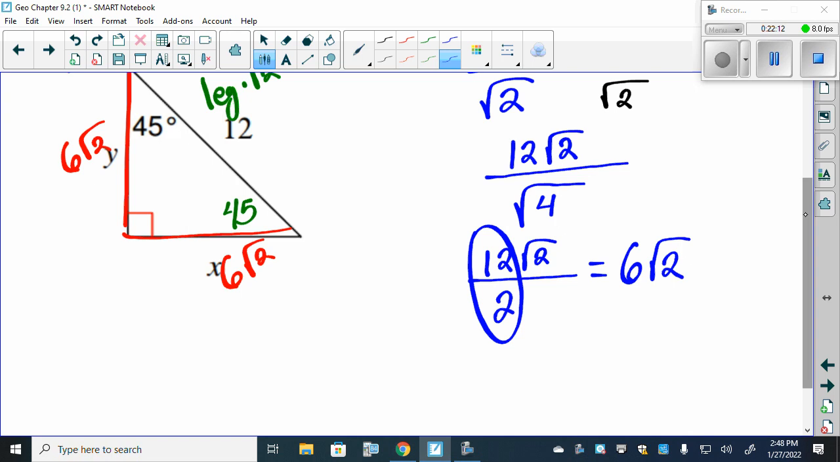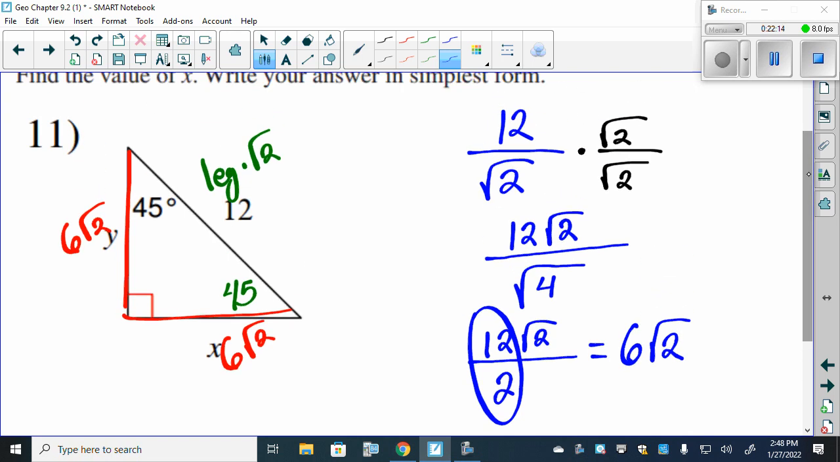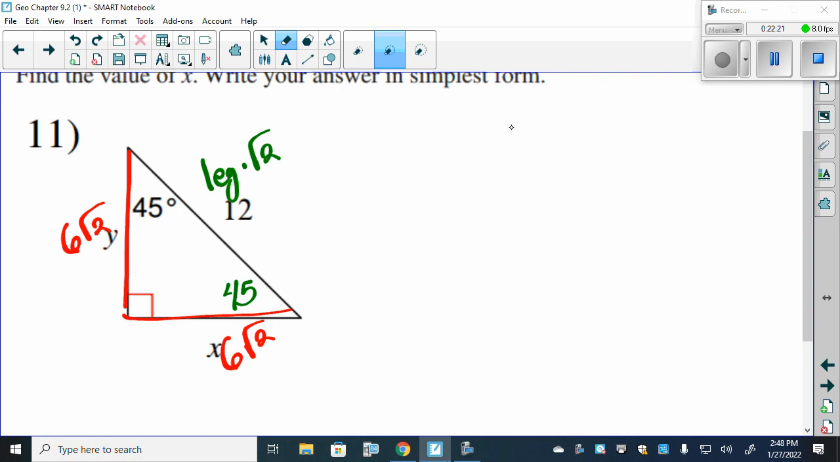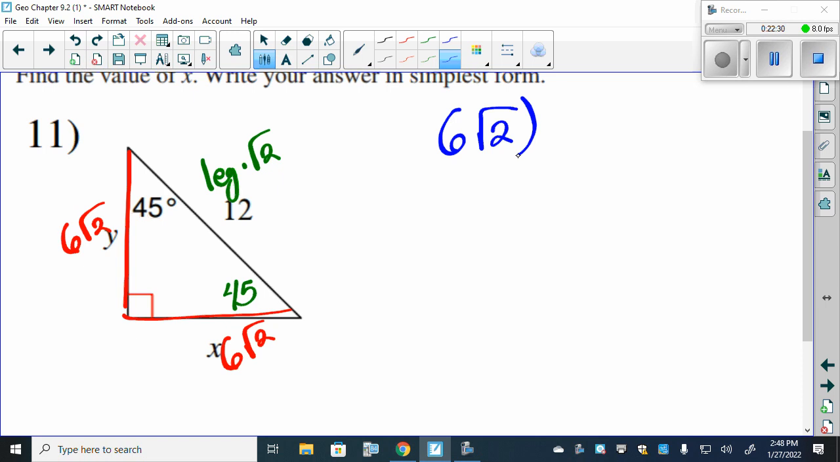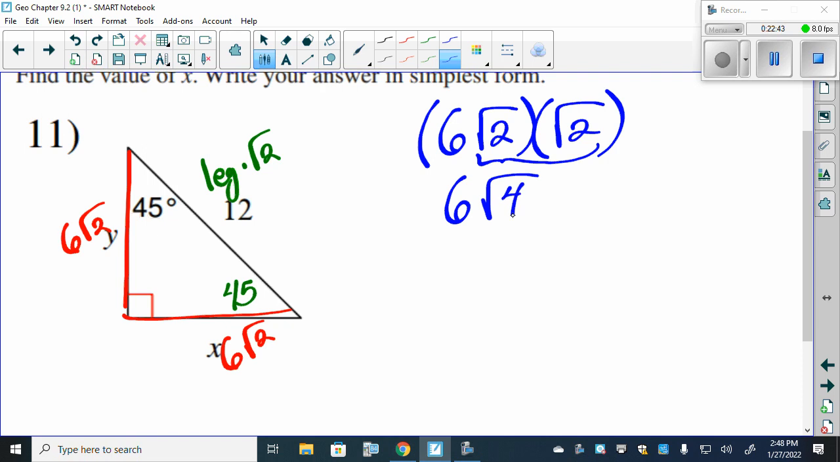So the two legs here are 6 square root of 2 and 6 square root of 2. Now, we said that the hypotenuse is the leg times the square root of 2, yes? So what is the leg's value? 6. And if we multiply it by the square root of 2, we should get the hypotenuse. So, well, the square root of 2 times the square root of 2 is the square root of 4, which is?